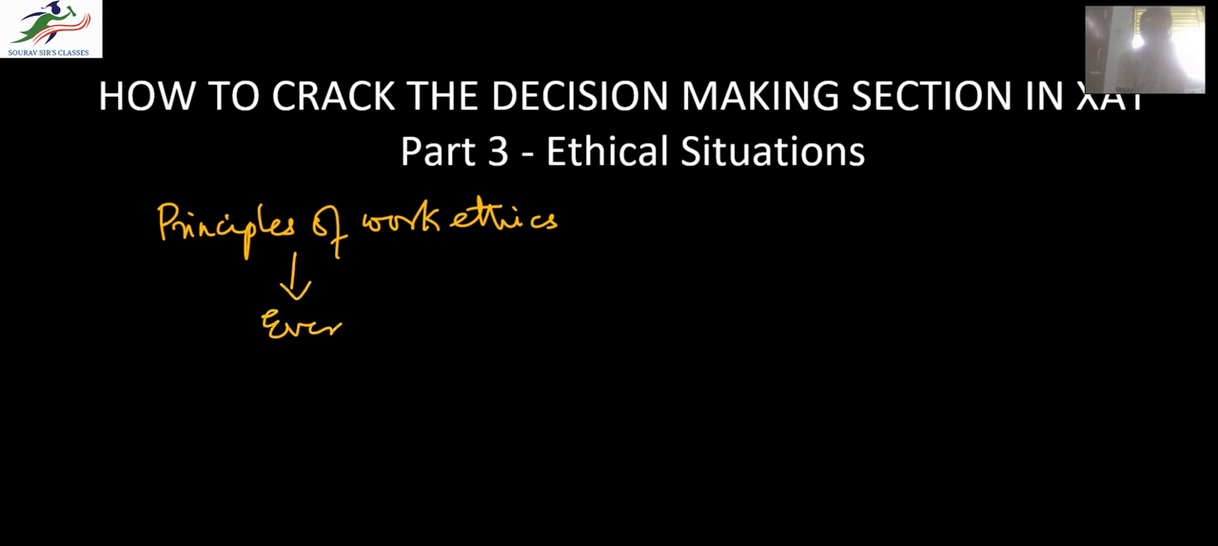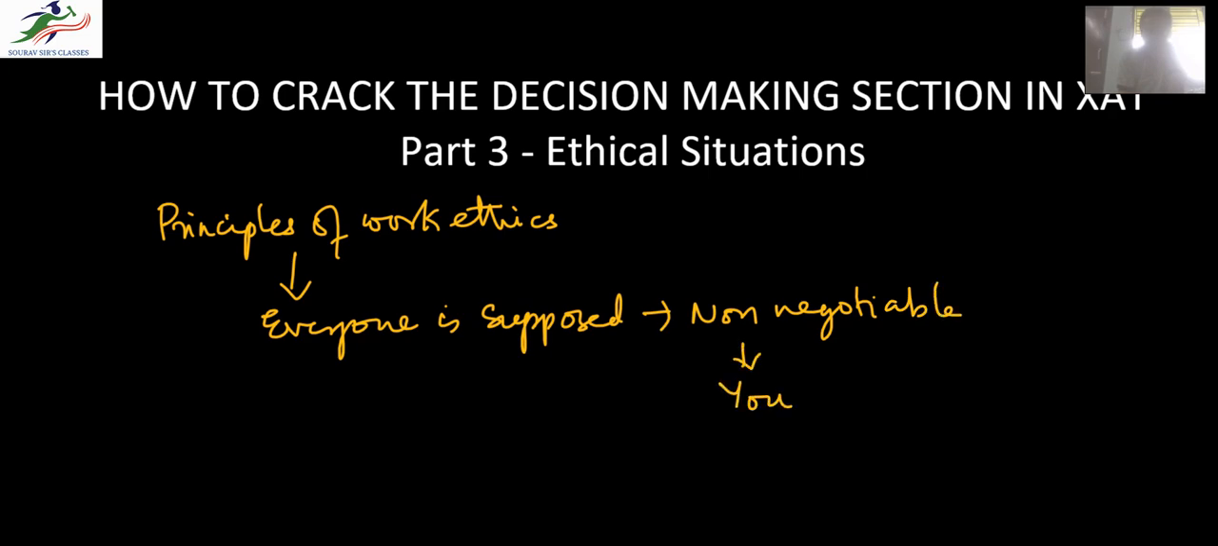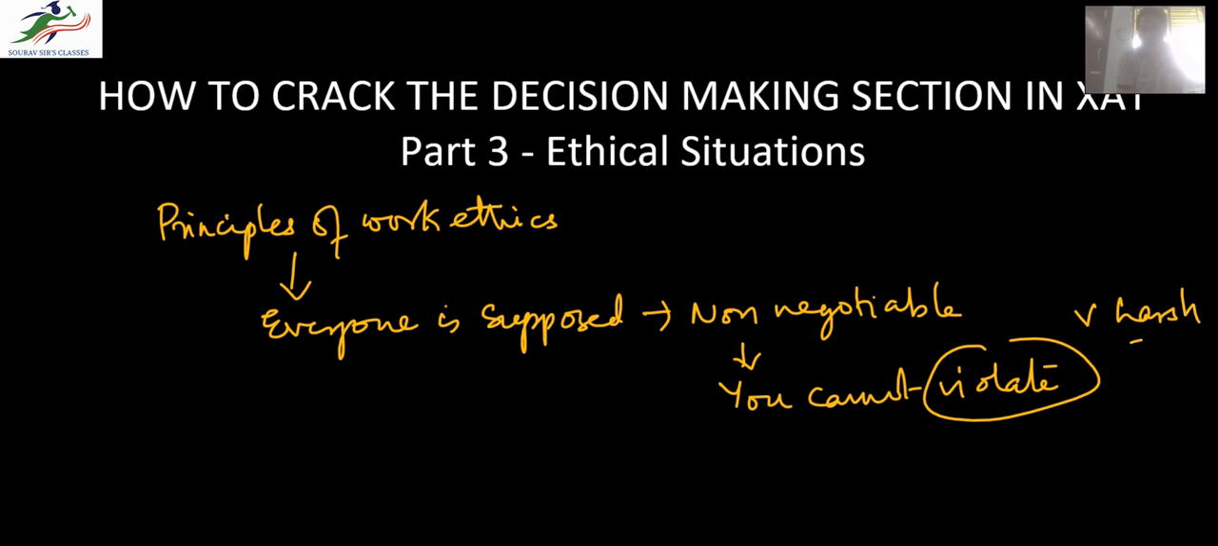Now, in most organizations, we have principles of work ethics, which clearly define all these elements that we discussed. And everyone is supposed to follow this set of principles. And these are non-negotiable, which means you cannot violate any of them. And the punishment for violation is often very, very strong, very harsh. You might lose your job, or you might be denied a promotion, or you might get suspended, any of those. So these are very strong values that everyone is supposed to follow.